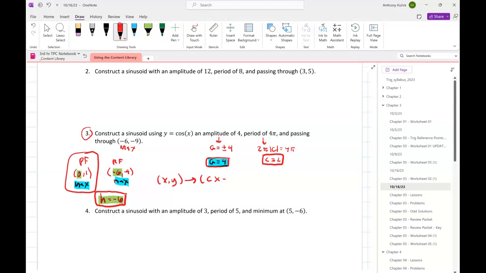So remember, to get the points in our resultant function, we transform the points from our parent function using cx plus h, ay plus k. That's what we use to graph. So if I do 0, 1, we know c, that's 2. We know h, that's -6. We know a, that's 4. We know y is 1. We don't know what k is, but after we do that, we need to get the point -6, -9.